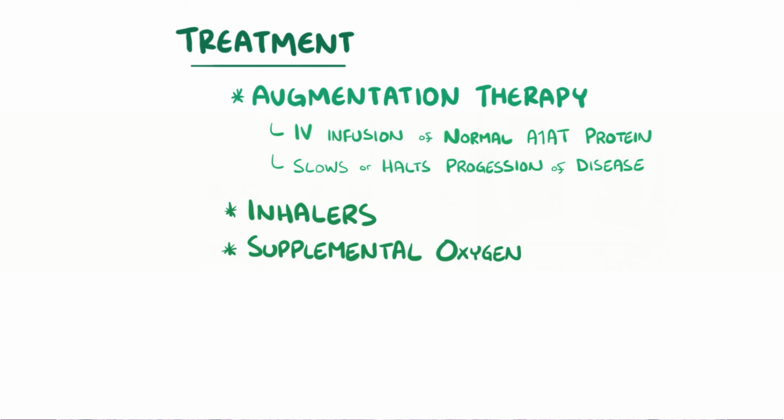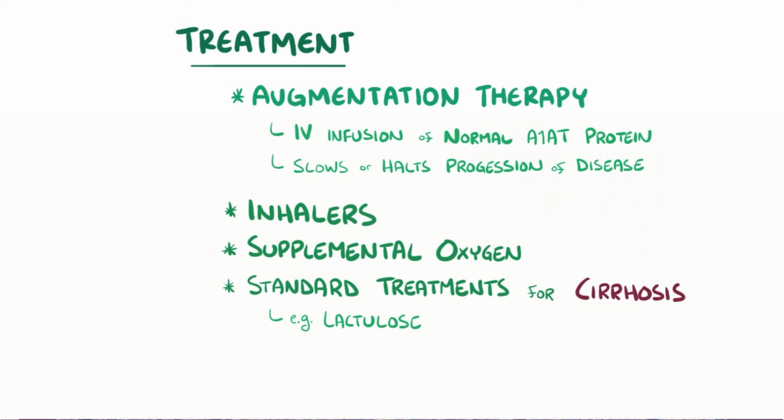Supplementing the deficient protein in the blood doesn't fix the liver problems, since they're caused by defective alpha-1 antitrypsin building up in the hepatocytes. So standard treatments for cirrhosis are usually needed, like lactulose to prevent hepatic encephalopathy.